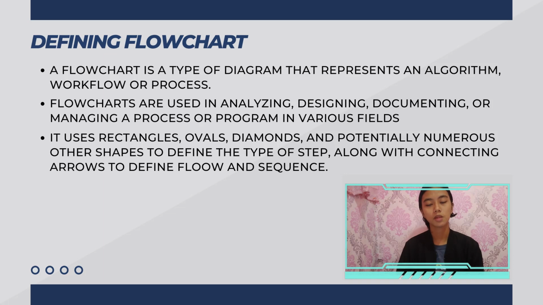They are widely used in multiple fields to document, study, plan, improve, and communicate often complex processes in clear and easy to understand diagrams. It uses shapes such as rectangles, ovals, diamonds, and potentially numerous other shapes to define the type of step, along with connecting arrows to define flow and sequence. Flowcharts are sometimes called by more specialized names such as process flowchart, process map, functional flowchart, and this type of flowcharts have their own uses in different fields.